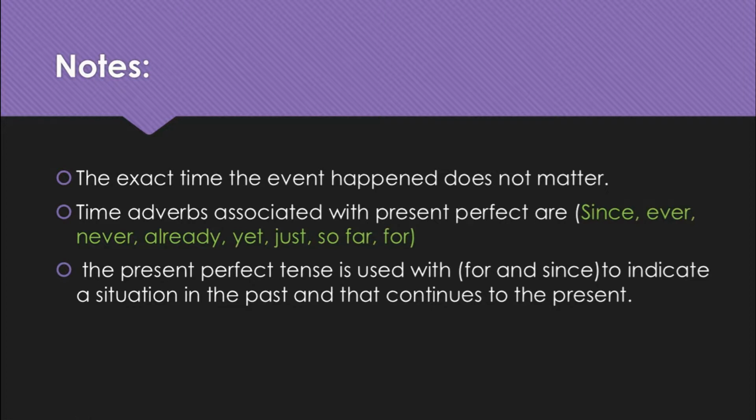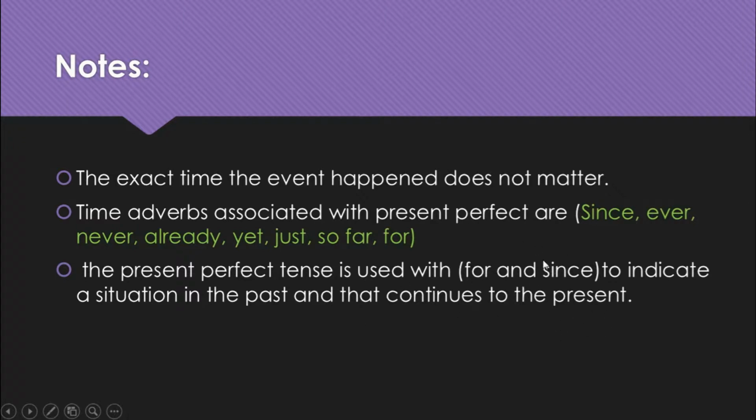I will try to explain them as much as possible, but I will also be careful not to confuse you too much in one video, right? The present perfect tense is used with for and since to indicate a situation in the past, and that situation has continued to the present, right?